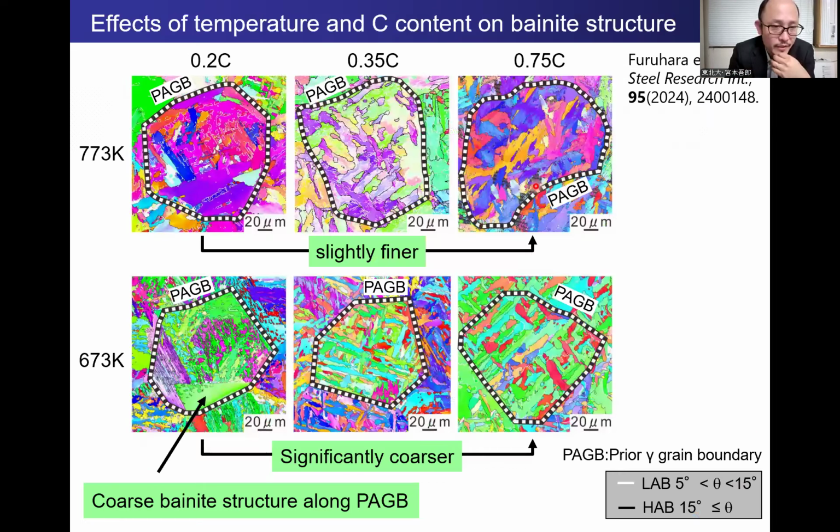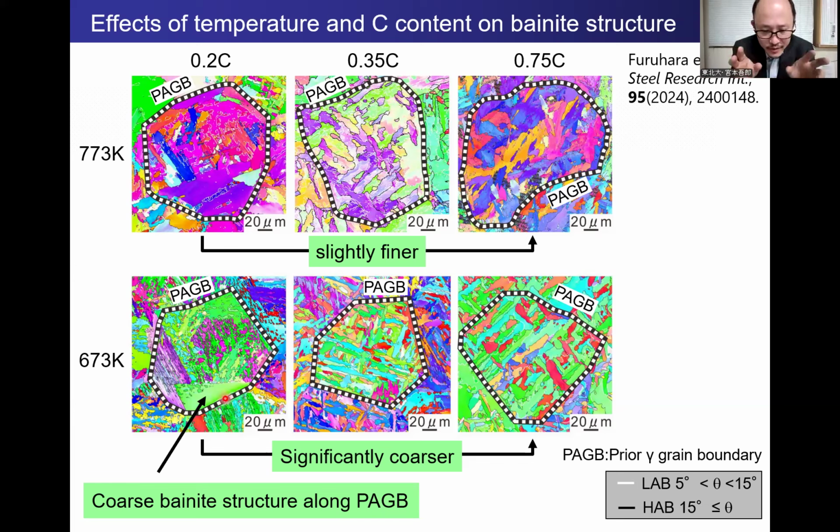So this is bainite formed at 500 degrees. And with increasing carbon content, the bainite structure becomes slightly finer. However, at 400 degrees, the bainite structure becomes coarser with increasing carbon content. So this is the opposite tendency to the martensite case. And also one peculiar observation is the formation of coarse bainite structure along prior austenite grain boundary. So I will explain this part later.